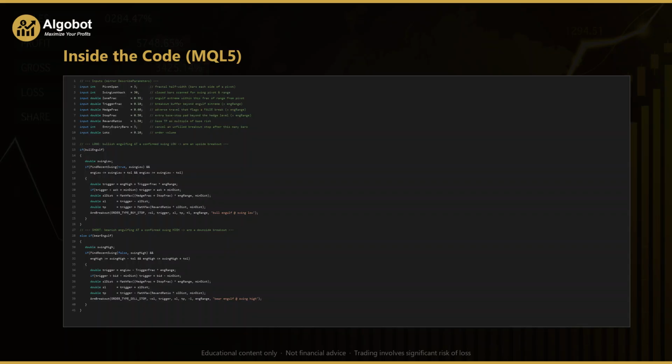The short block is the mirror image. When bear engulf is true, the code finds a recent swing high, confirms the engulfing high sits near it, and computes a breakout level below the engulfing low. The stop sits above the entry, and the take profit at the reward ratio multiple below, placed through arm breakout with a sell stop order type. Both sides scale every distance to the engulfing range, so no pip values are hard-coded anywhere.